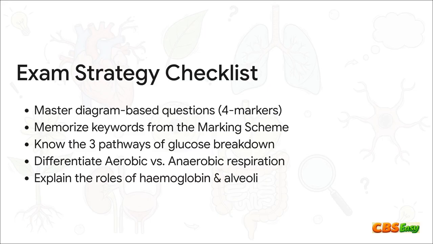3. Know the 3 pathways of glucose breakdown cold. 4. Be ready to clearly explain the difference between aerobic and anaerobic. And 5. Understand why things like hemoglobin and that massive alveolar surface area are so important. Nail these 5 points, and trust me, you're going to be in fantastic shape.